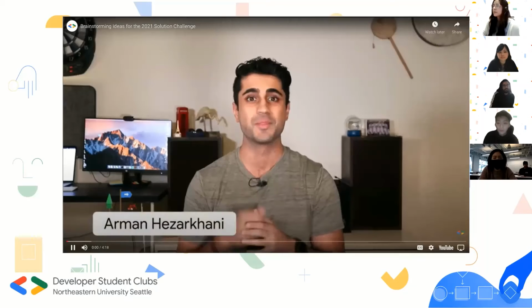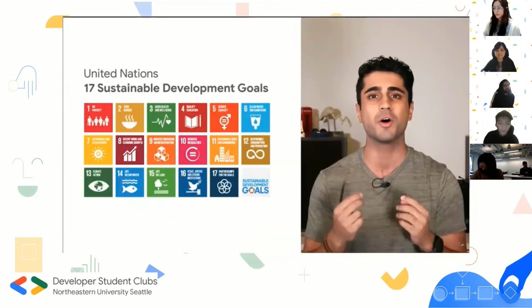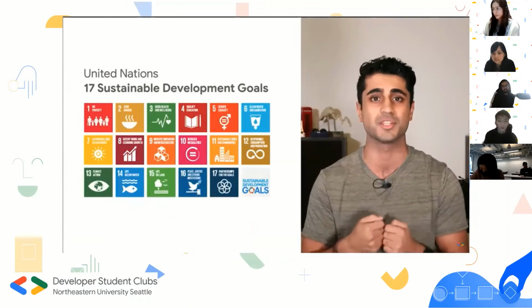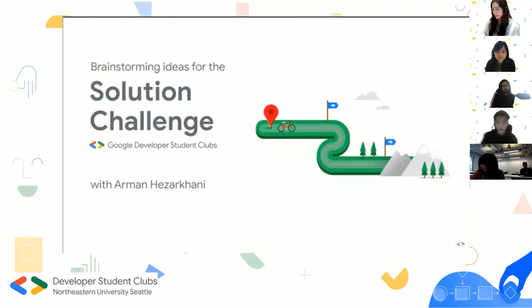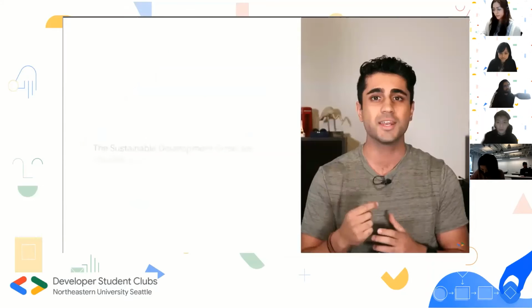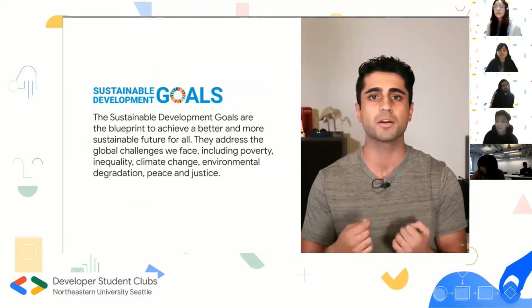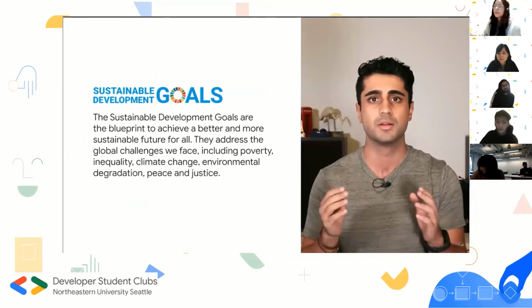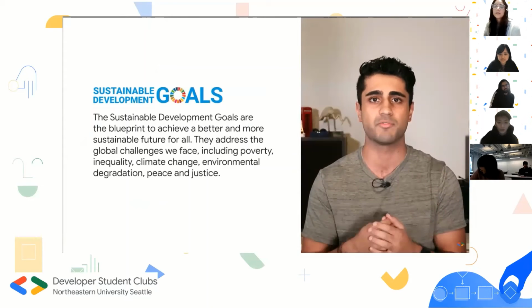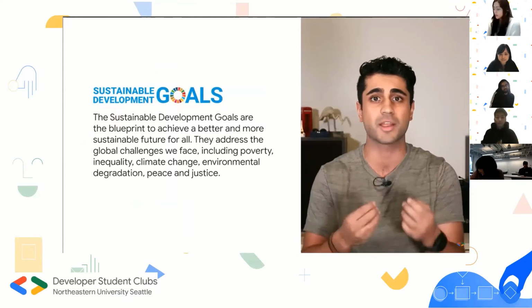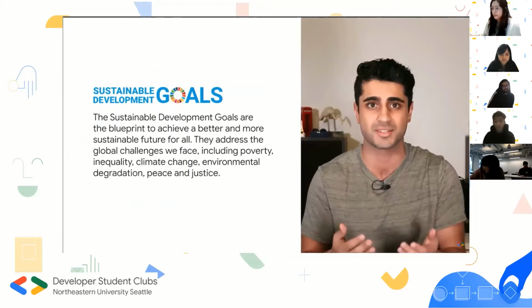Hi everyone. The mission of this year's Google Developer Student Club Solution Challenge is to solve for one or more of the United Nations 17 Sustainable Development Goals using Google technology. Citing the official United Nations website, these goals are the blueprint to achieve a better and more sustainable future for all. They address the global challenges we face, including poverty, inequality, climate change, environmental degradation, peace, and justice.